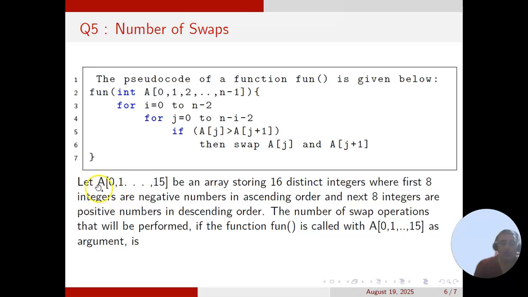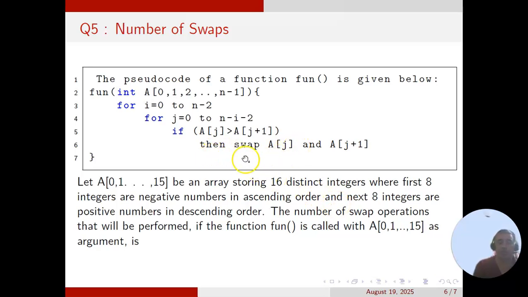So now you are given 16 elements, which are distinct, and the first 8 elements are negative numbers in ascending order, and the next 8 integers are positive in descending order. They are asking you to find the number of swaps required.